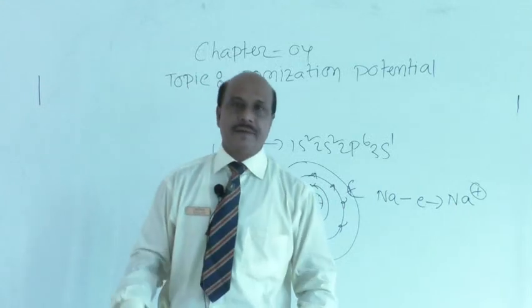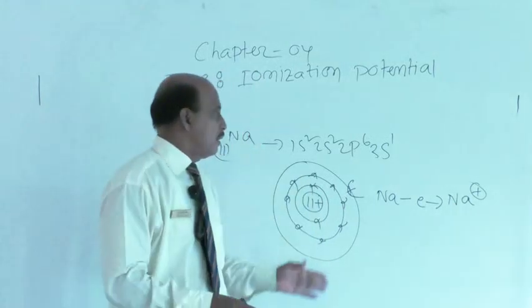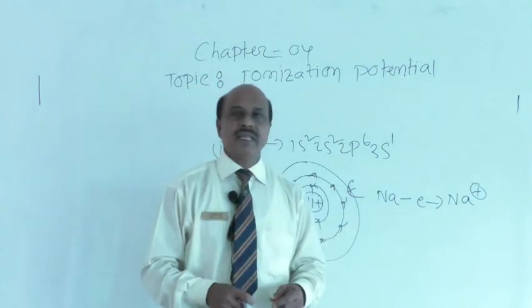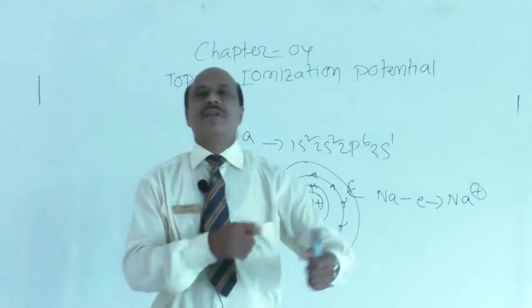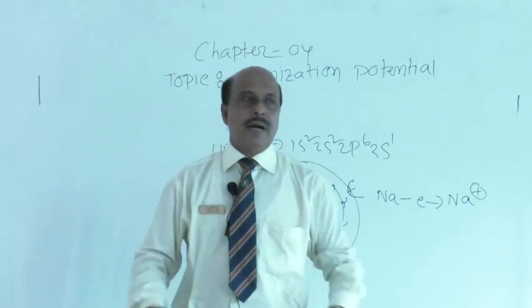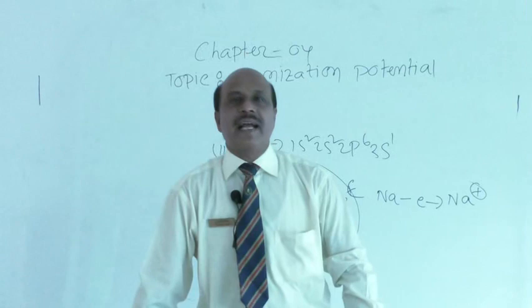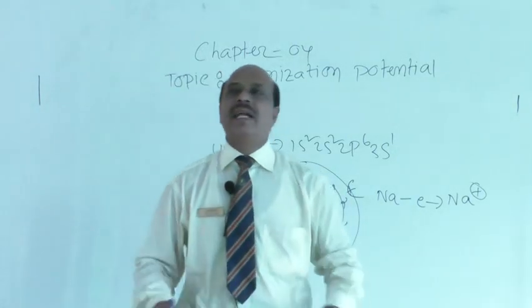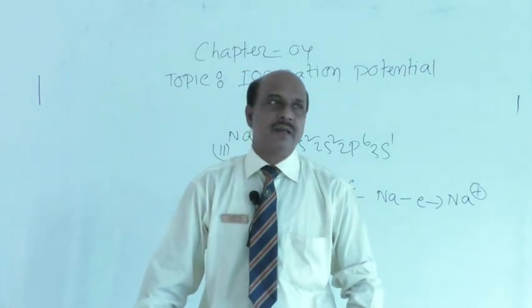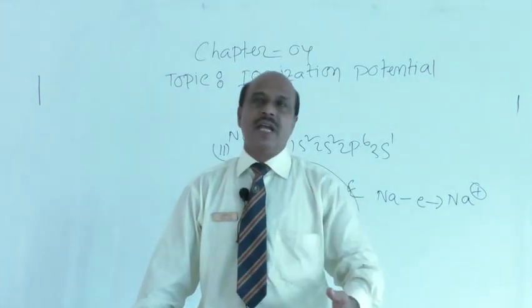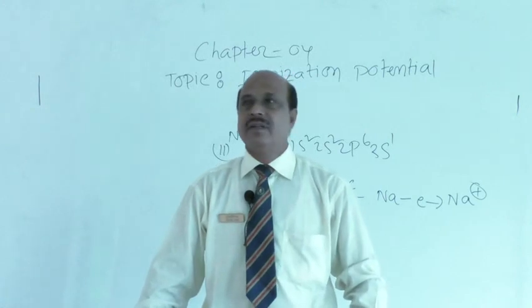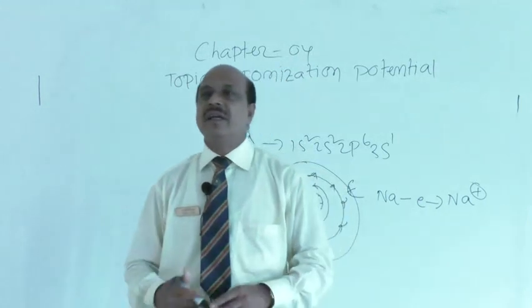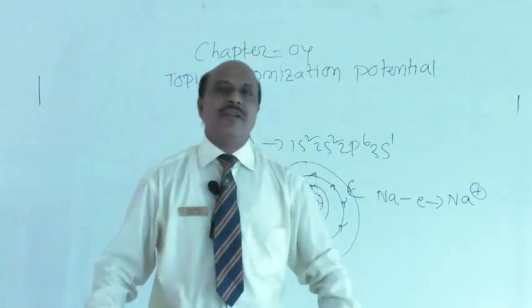Now if we consider that the first electron has gone, that is called first ionization energy. But if we want to release a second electron, it will be the second ionization potential energy. In the same way, if we want to release a third electron from the outermost shell of an atom, it will be the third ionization energy.